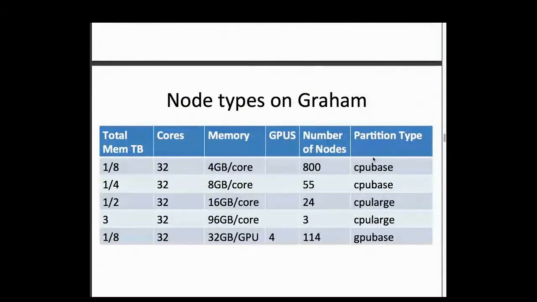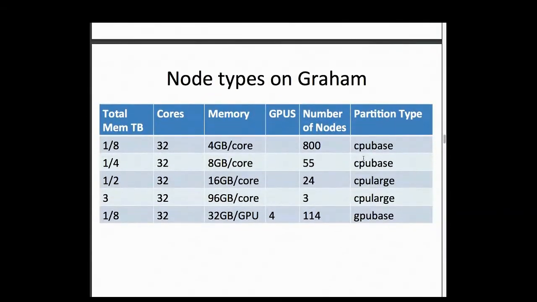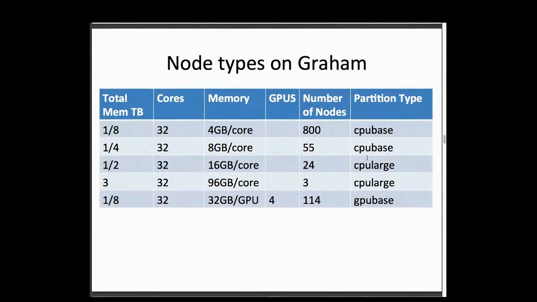And something similar happens on Graham, except it's a bit simpler. We don't have quite as many different types of nodes for you to think about. There are 804 4-gigabyte per core nodes. There are 55 8-gigabyte per core nodes. And both of those go into the regular CPU base partitions.